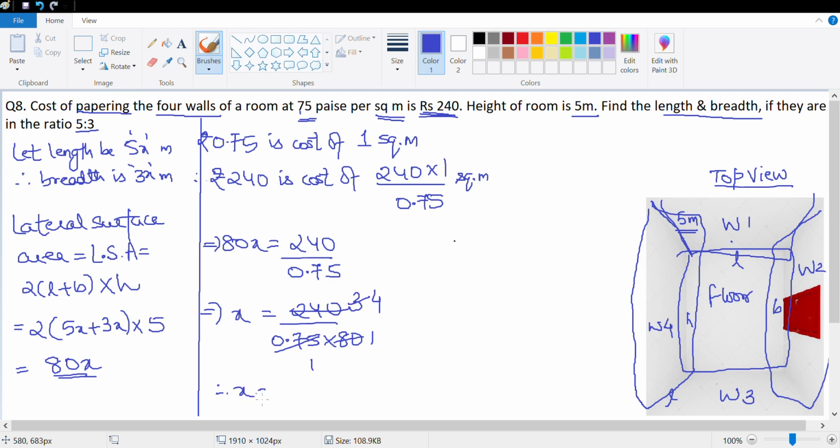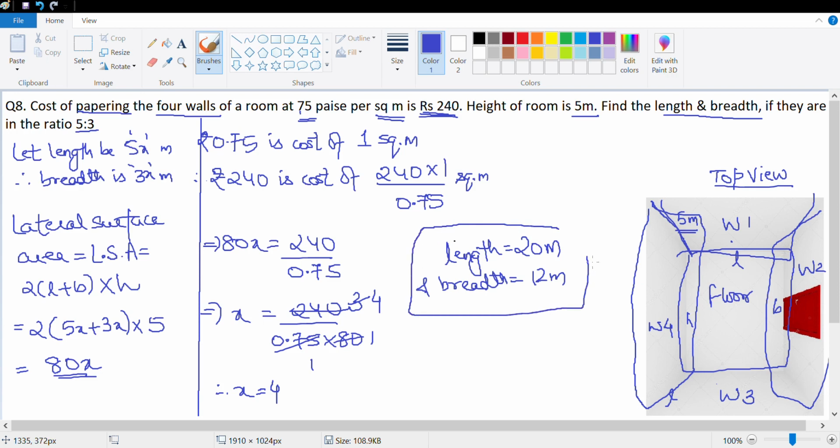Therefore x is equal to 4, which means length is equal to 5x, which is 5 into 4, 20 meter, and breadth is equal to 3x, which is 3 into 4, 12 meter. Let's read the question and figure out what they want. Find the length and the breadth we've calculated.